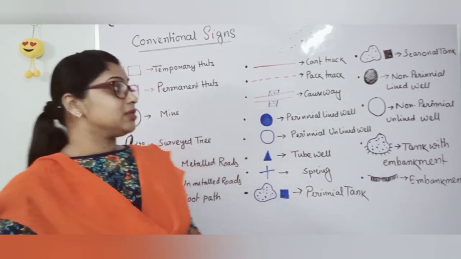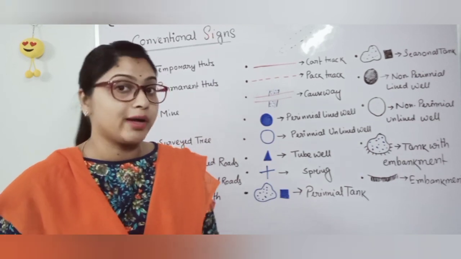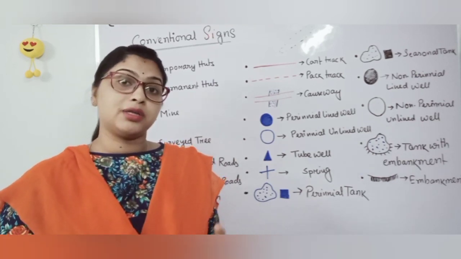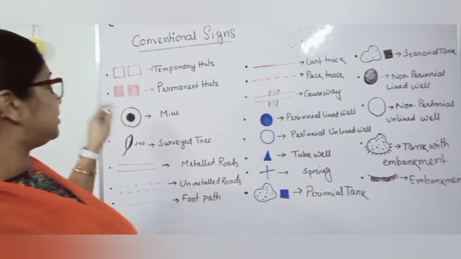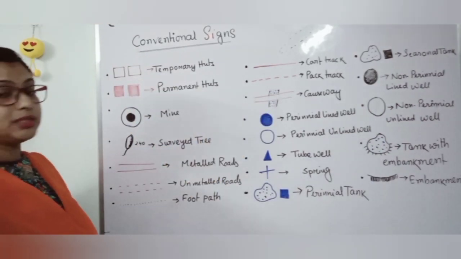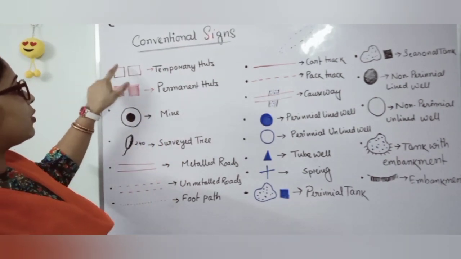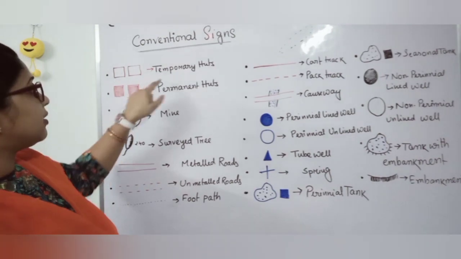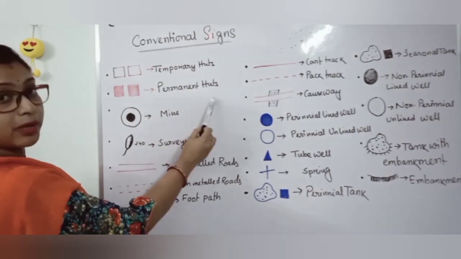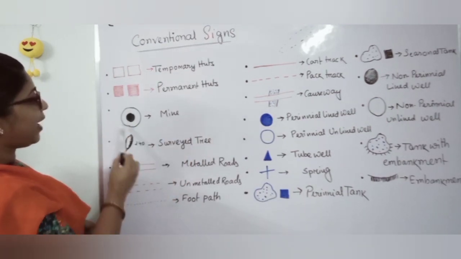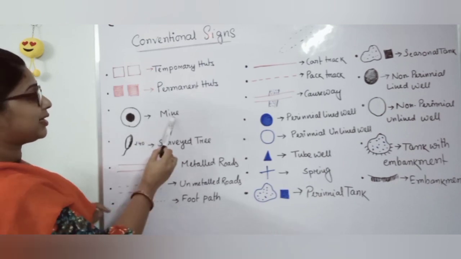Okay, so here students, I will tell about some important symbols which usually come in the exam, and the question given to you is to find out these features. So see carefully, I have drawn these symbols. First, this is a red box but it is hollow. This is temporary huts. Next, the red filled box is permanent huts. Next, a black circle with a filled black circle within it, that is a mine.